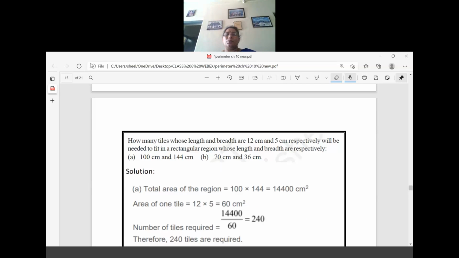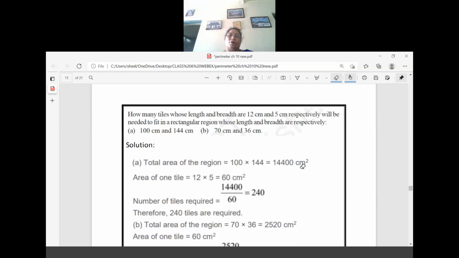How many tiles whose length and breadth are 12 centimeter and 5 centimeter respectively will be needed to fit in the rectangular region whose length and breadth are respectively 100 centimeter and 144 centimeter? Next is 70 centimeter and 36 centimeter only. So how many tiles of length 12 and breadth 5 will be needed to fit in the rectangular region of length 100 and breadth 144 only.